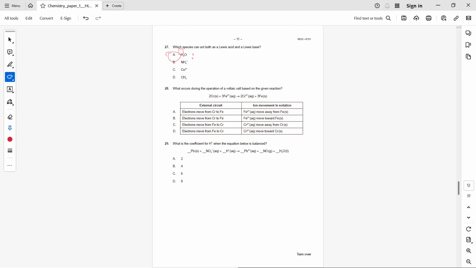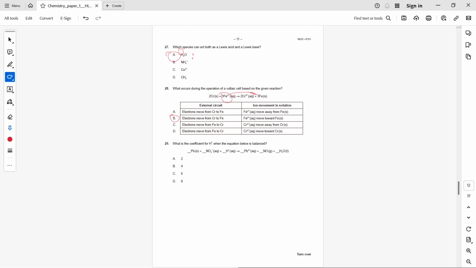For the next question, we can see that the ferrum received electrons, so it went from +2 to 0. So electrons move from chrome to ferrum. And for a galvanic cell, the cations move toward the cathode, so it's going to be option B.